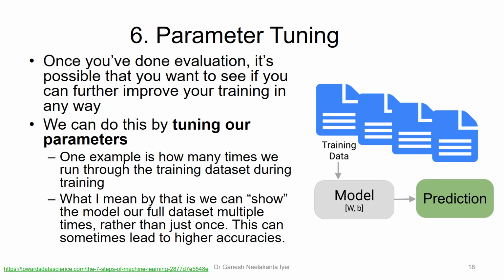Now once you have done the evaluation, it is possible that you want to further improve your training, which is essentially done through tuning our parameters. For example, one of the parameters is how many times we run through the training set during the training. Do we need to give some more training? Do we need to give another 10 rounds of training before we test again? This can sometimes lead to higher accuracies.